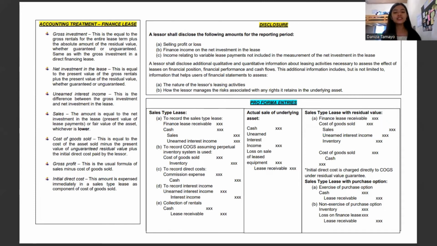A lessor shall disclose its risk management strategy for the rights it retains in the underlying asset, including the means by which the lessor reduces the risk. Also attached is the matrix of the journal entries and means of computations for this type of lease. So that's all for sales type lease.